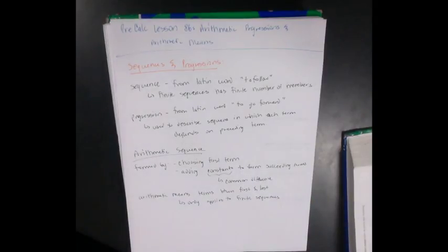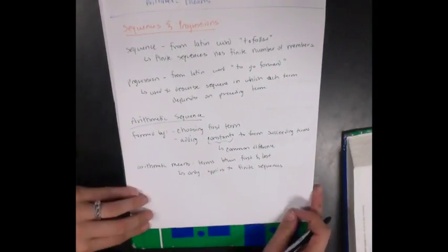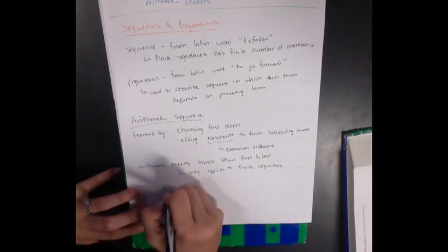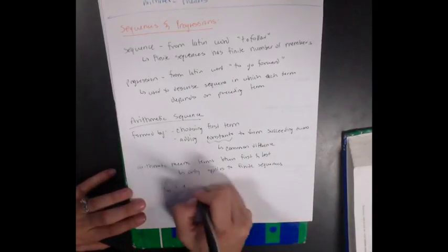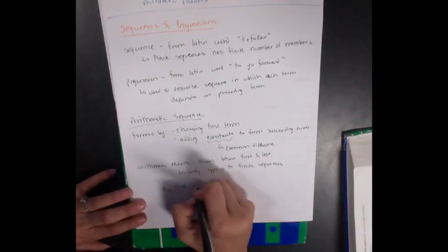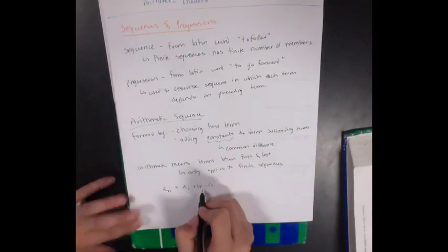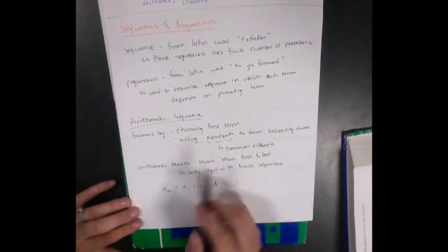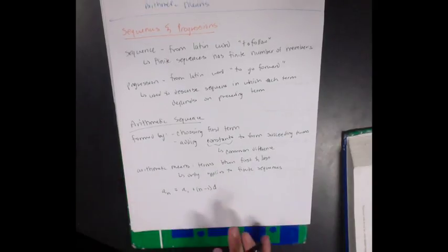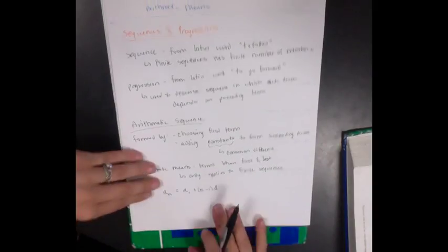So what does all of this mean? If we were to have an equation, the nth term, so a sub n being the nth term, is a sub 1, our first term, plus n minus 1, n being the number of terms that we had, times d. d is our common difference. So let's do an example.